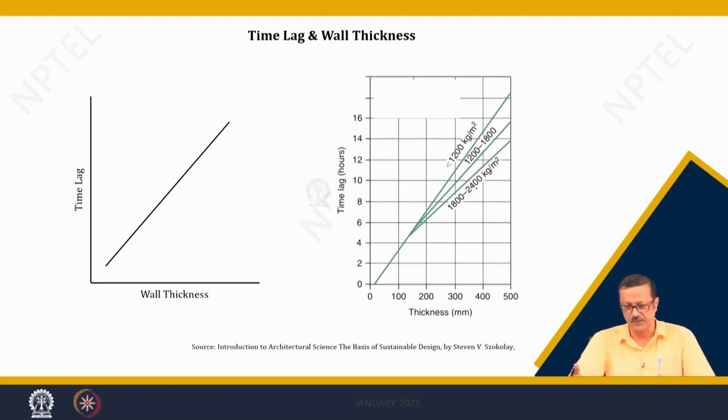The right hand side graph is taken from the Introduction to Architectural Science book, and you see it is the same pattern. The thickness increases on the x axis, the time lag increases on the y axis. So, it is a positive graph, but it also deviates because of the density. There are 3 densities: one is less than 12,000 kg per meter cube, and the other is 18,000 to 24,000, which is kind of concrete or so. The central line, you may say, is brick, and the other line maybe perforated material or so. So, there is a variation in the time lag.